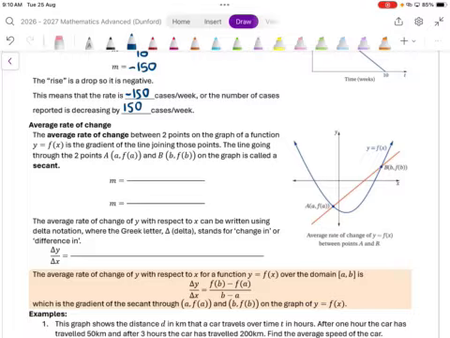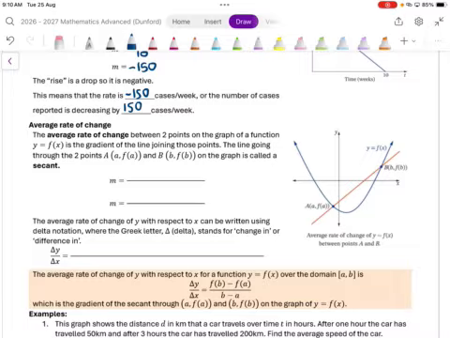Our average rate of change between 2 points on the graph of a function y equals f(x) is the gradient of the line joining these 2 points, as demonstrated on our graph over here. So we have that the line is going through the points A, which is the coordinate (a, f(a)), and B, which is the coordinate (b, f(b)). What we have is that this line that we have drawn going through our 2 points is called a secant.